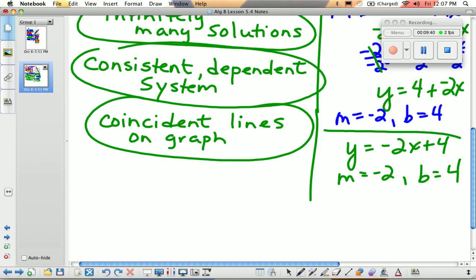Yeah. Coincidence is another word, but in a way, maybe we could think of it like this. Coincidentally, they end up on top of each other. Okay.